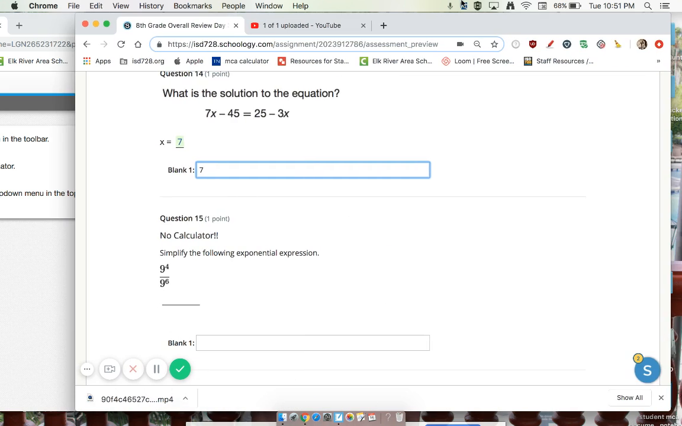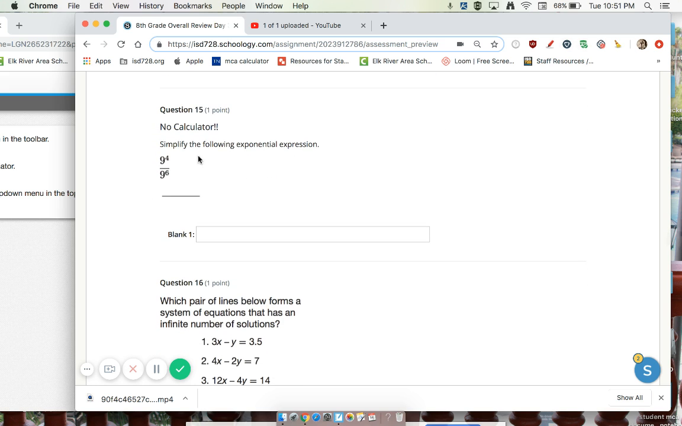Okay, number 15 says no calculator. Be respectful of that. We need to simplify the following. So this is an exponential expression. The 9s have the same base. So what we can do is the division property of exponents. And that tells us if we're dividing with the same base, we can just subtract the exponents.